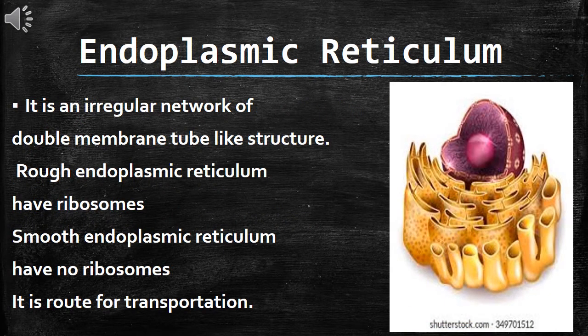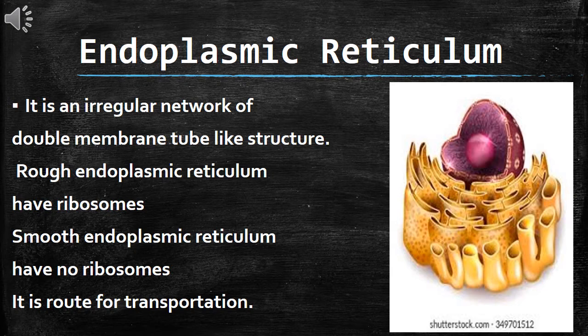Endoplasmic reticulum. Endoplasmic means inside the cytoplasm. Reticulum comes from the Latin word for net. Basically, an endoplasmic reticulum is a plasma membrane found inside the cell that folds in on itself to create an internal space known as lumen. This lumen is actually continuous with the perinuclear space. So we know the endoplasmic reticulum is attached to the nuclear envelope.